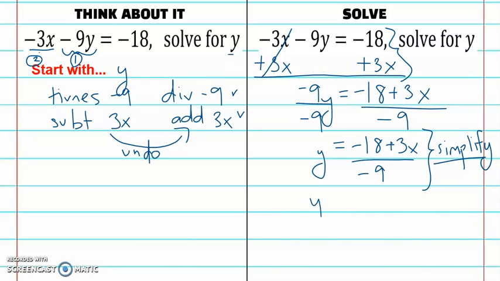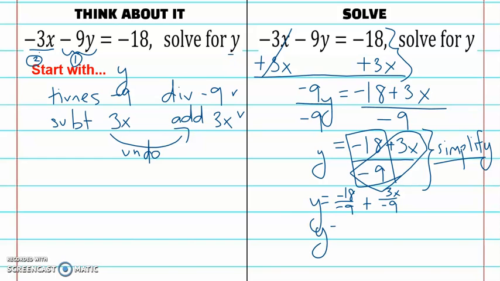Okay, so we're going to split that apart. So we have the negative 18 over negative 9 plus, then we have the 3x over negative 9. Keep the denominator, break apart that numerator. Then we simplify it. y equals negative 18 divided by negative 9 is positive 2. 3 divided by negative 9 is negative 1/3 x. It's not 9 divided by 3. Don't fall for that. Okay, that's solving literal equations.